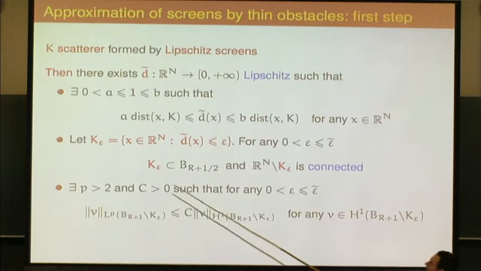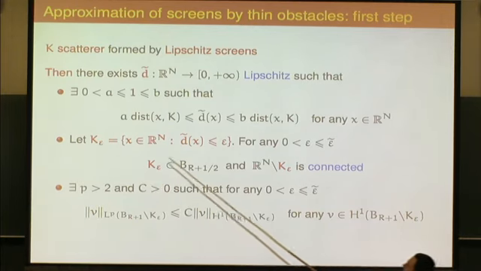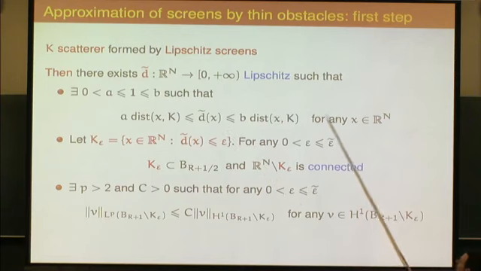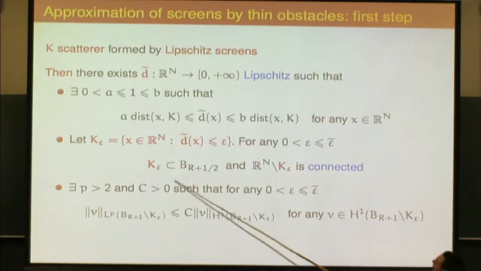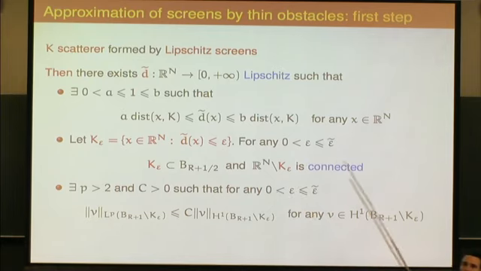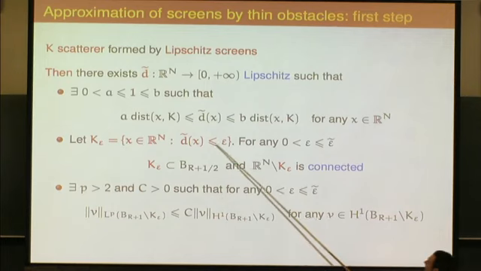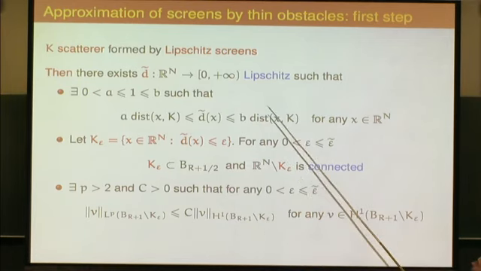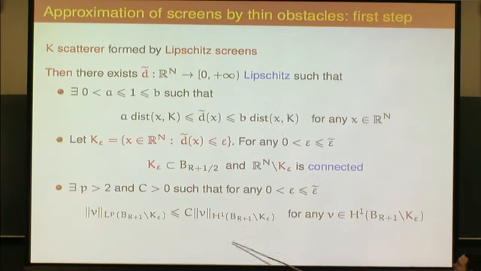If you take an epsilon neighborhood of K in this regularized distance, then for epsilon small enough, this K epsilon is still a scatterer. Actually, it's an obstacle because this is the closure of an open set, and R^n minus K epsilon is connected. And so you have this condition. Plus, you can prove, if you have this Lipschitz condition, that you have a uniform Sobolev inequality.